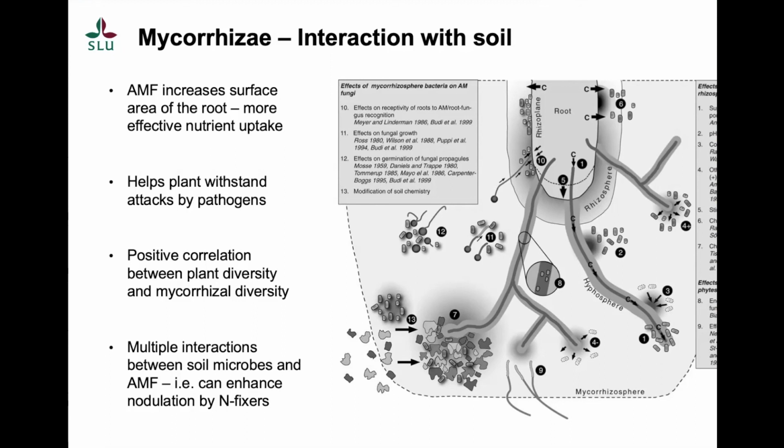Mycorrhizae can also ward off plant pathogens by producing a variety of different compounds and also eliciting the plant stress response that makes it more difficult for a pathogen to infect it. So when the mycorrhizal fungus infects it, the plant can wind up producing different compounds and a different response that the pathogens don't like, so they avoid it.